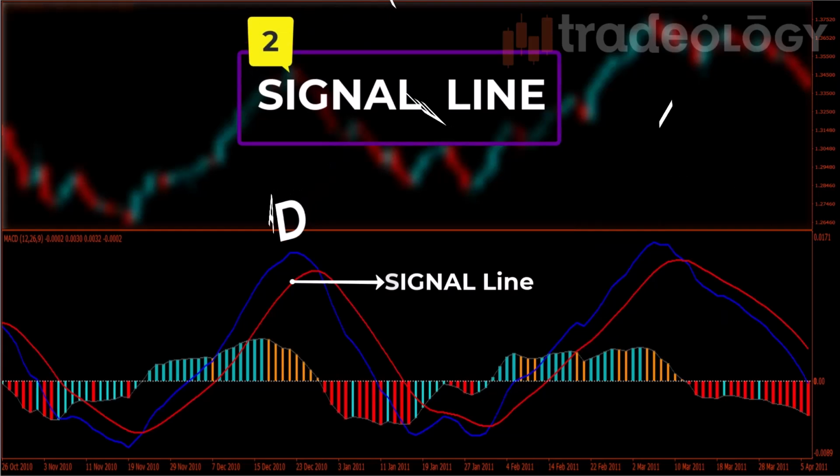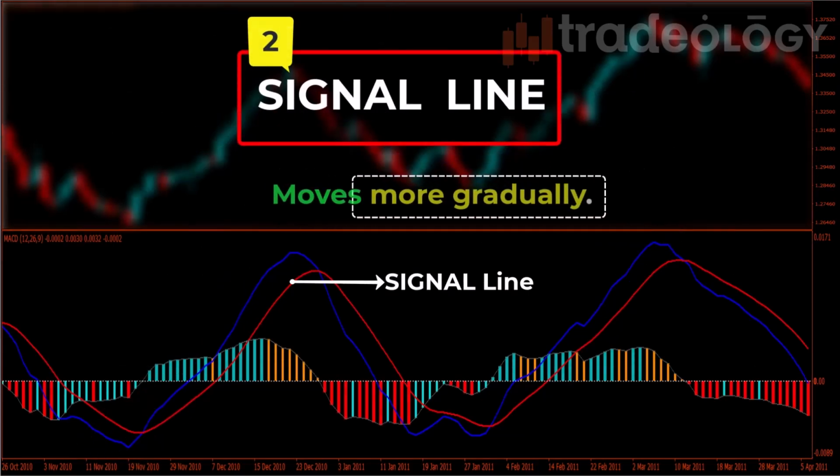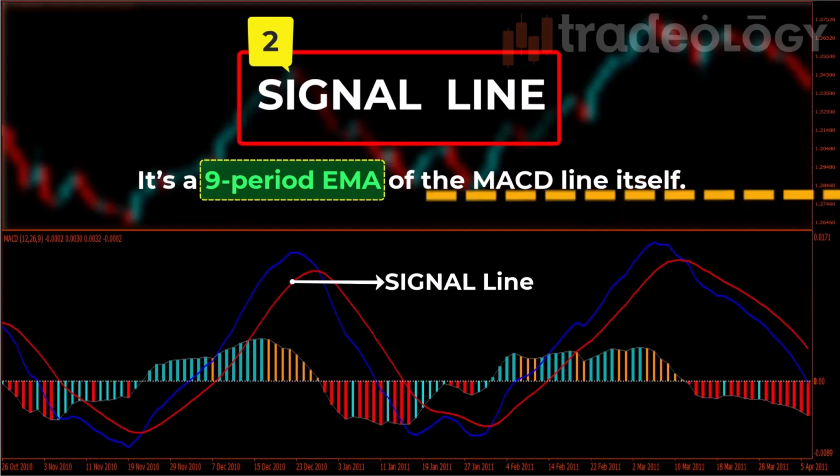Next comes the signal line. Think of this as the calm, steady friend that smooths everything out. It's a 9 period EMA of the MACD line itself, so it moves slower, cuts through the noise, and gives you way more reliable confirmation on trends.